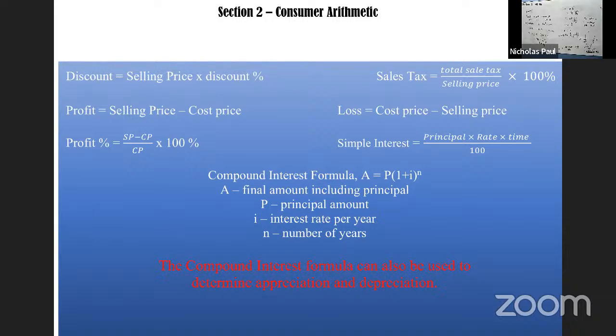Right, so we need to know how to find discounts. Of course, it's selling price by the percentage discount. How you identify the profit, that is selling price minus the cost price. How you identify loss, cost price minus selling price. And of course, how to find simple interest and profit, right?